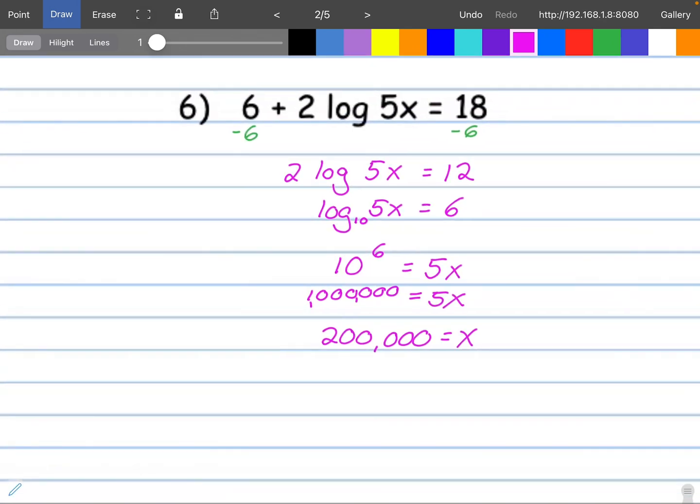Go back to your original equation and look at what are we taking the log of. We're taking the log of 5 times x. So we need to make sure that with our x value, this will not be 0 or negative. And it won't, because our x value is 200,000. And if I multiply that by 5, I'm simply going to get back to 1,000,000. And that is certainly not negative or 0. So then this answer is good as well.